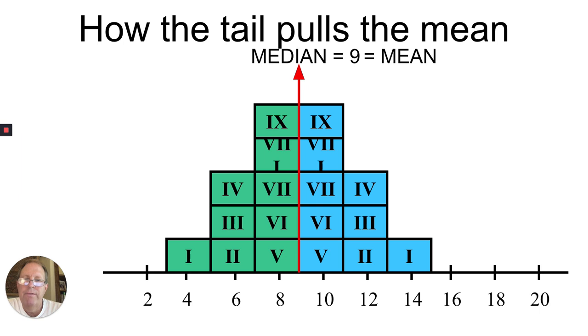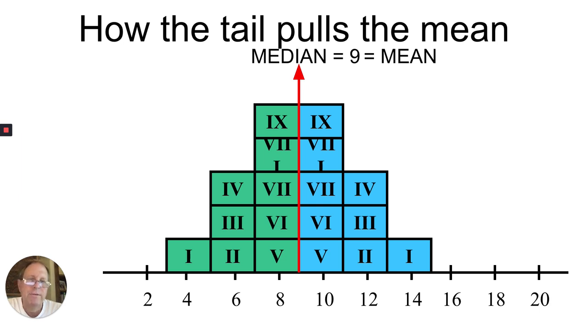Note that I have 9 boxes on each side. Since I have 9 boxes on each side, the median is 9. Now what I'm going to do is rearrange these boxes. I'm going to move some of the boxes on the right a little bit more to the right, but I'm going to keep them on the right side.